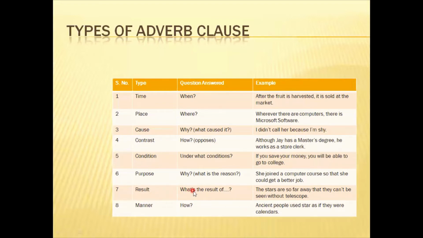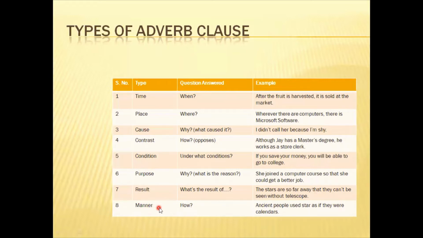Then result. What's the result? The stars are so far away that they can't be seen without a telescope. So the stars are so far away is one thing. They can't be seen without a telescope is another one. I'm combining using that. The result is that. Before the result, I add the word. So it also answers the question how.